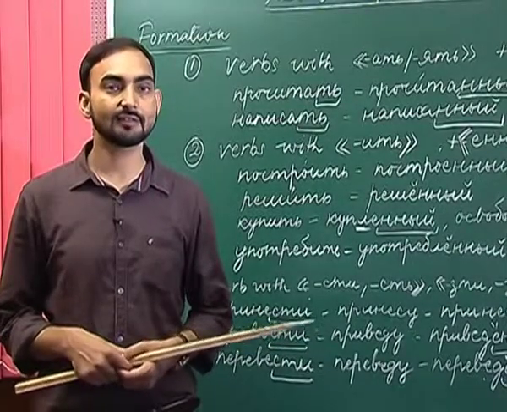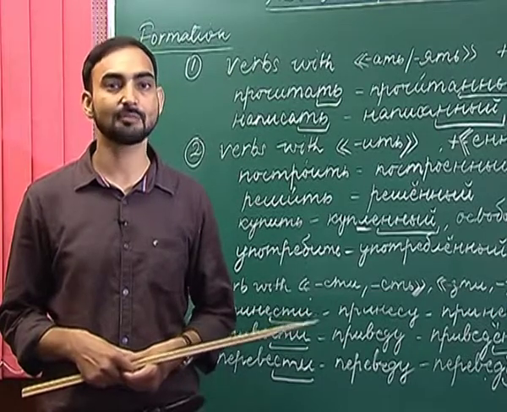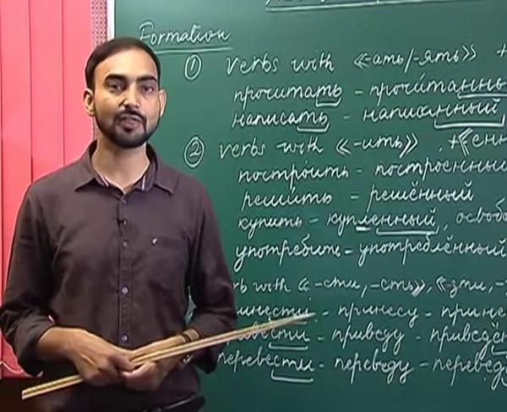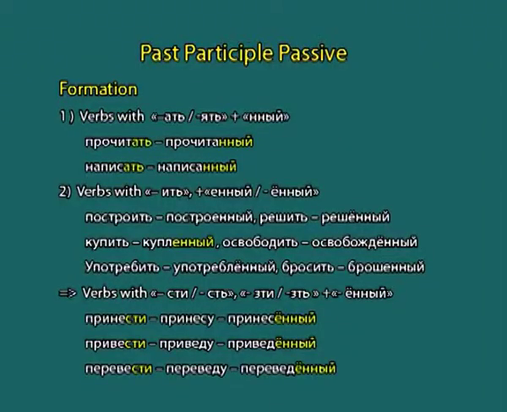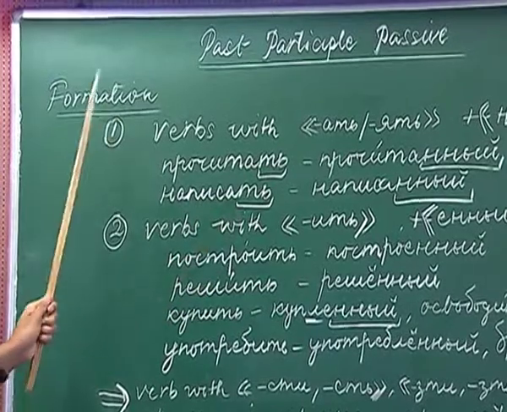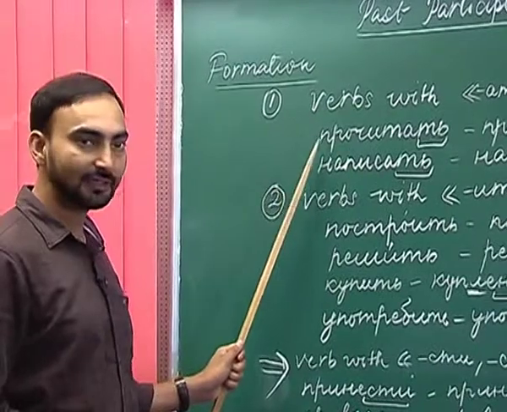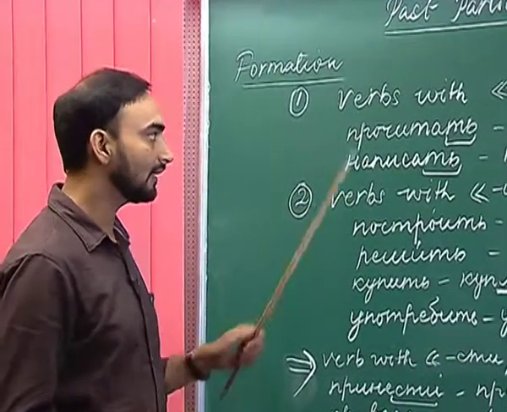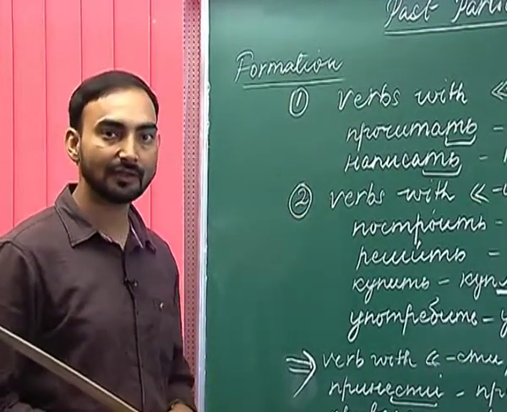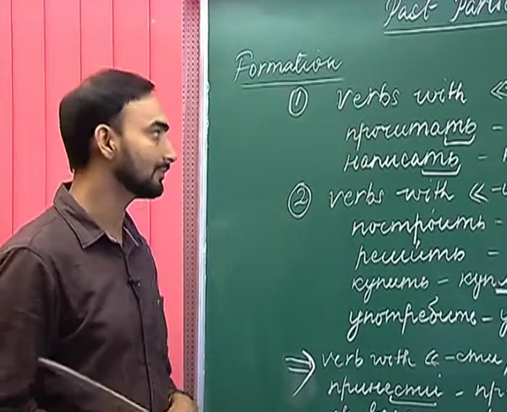Now, we are going to discuss past participle passive. So, how do we form the past participle passive and where do we use them? The first thing, we will discuss the formation of past participle passive. How do we form them from the verbs? The first thing that I would like to mention here is, past participle passive are always formed from the perfective aspect of the verbs. So, we will not consider the imperfective aspects. So, they are only derived or formed from the perfective aspect of the verbs.